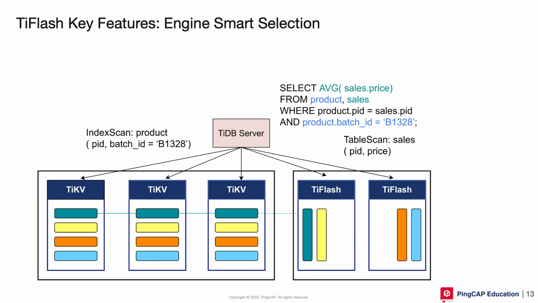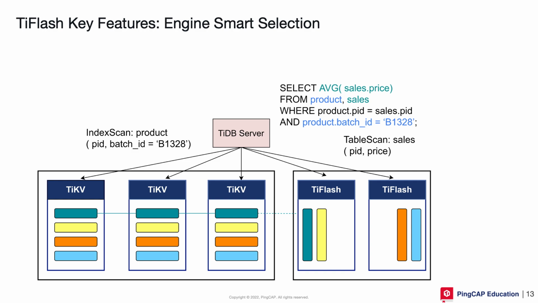TiFlash key features. Engine Smart Selection. As a coordinator, TiDB server can evaluate queries based on the SQL that was submitted. Using this evaluation, TiDB server automatically chooses whether to perform the work on either TiKV or TiFlash. Or, as shown in the diagram, TiDB server can direct TiKV and TiFlash to read the data. This is an example of a query that accesses both TiKV and TiFlash.